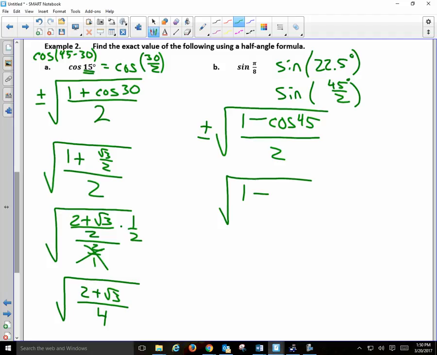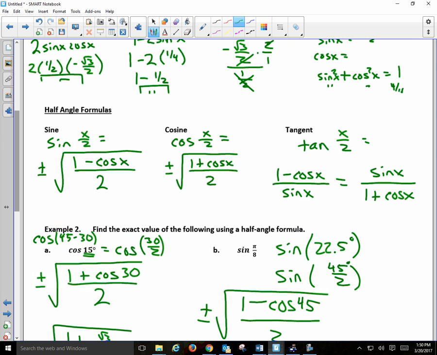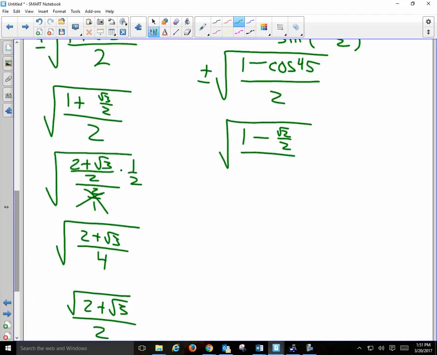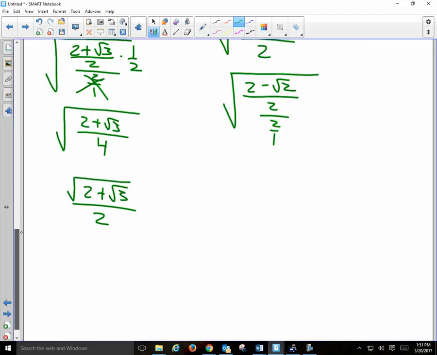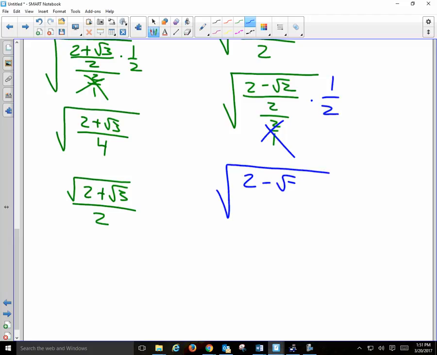Very good. No, it shouldn't. Let's look at our formula. The formula says the half angle formula for sine is 1 minus cosine, over 2. Okay, so cosine of 45 is the root of 2 over 2, divided by 2. Oh no, what do I do? Very good. 2 minus the root of 2 over 2, all over 2 over 1. Now what? Multiply by the reciprocal. So times 1 over 2. And I get square root of 2 minus the root of 2, all over 4.